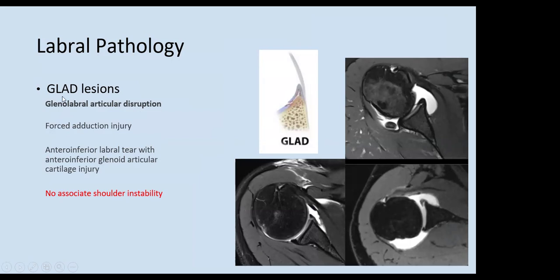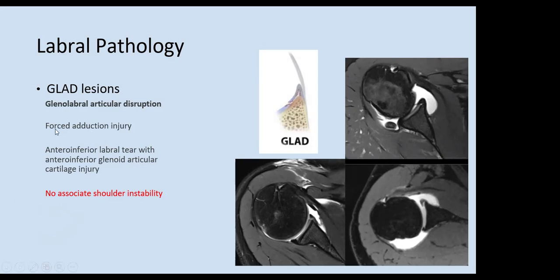Now, a GLAD lesion is treated differently than labral tears, and the reason for that is because it is not associated with instability. You may get asked this question in the written exam about the GLAD lesion. So all those Bankart and Bankart variants are associated with shoulder instability. However, a GLAD lesion is not associated with shoulder instability.